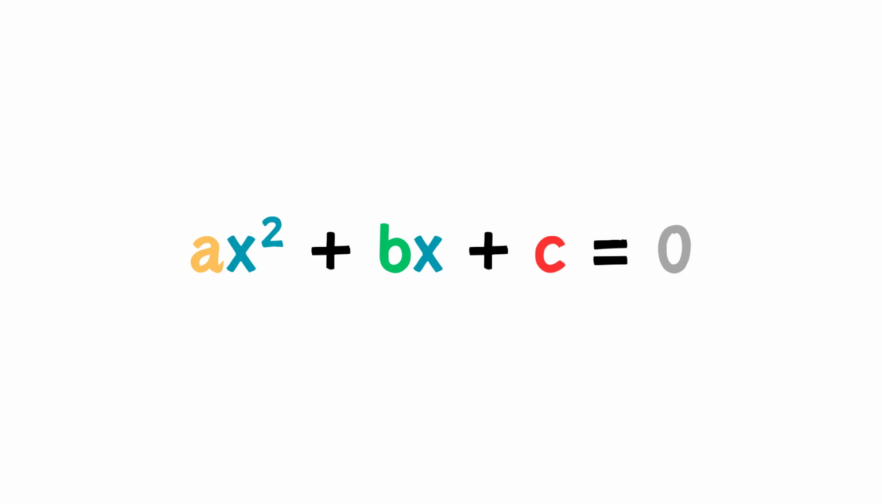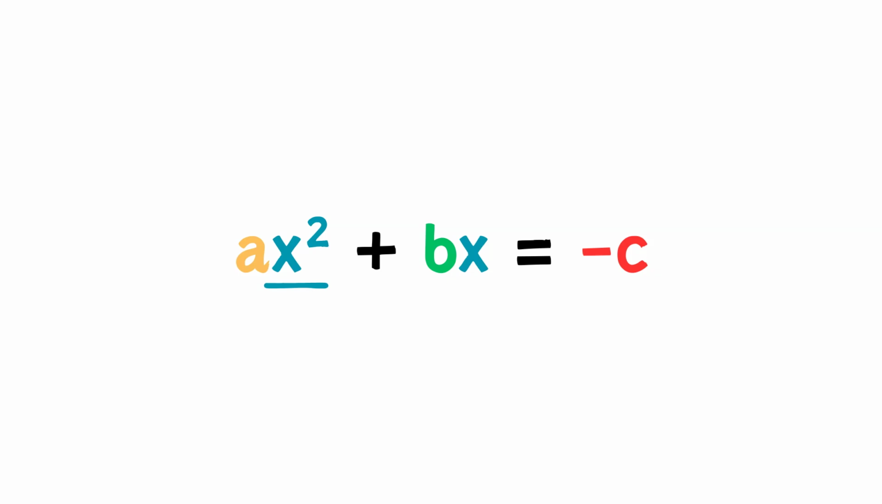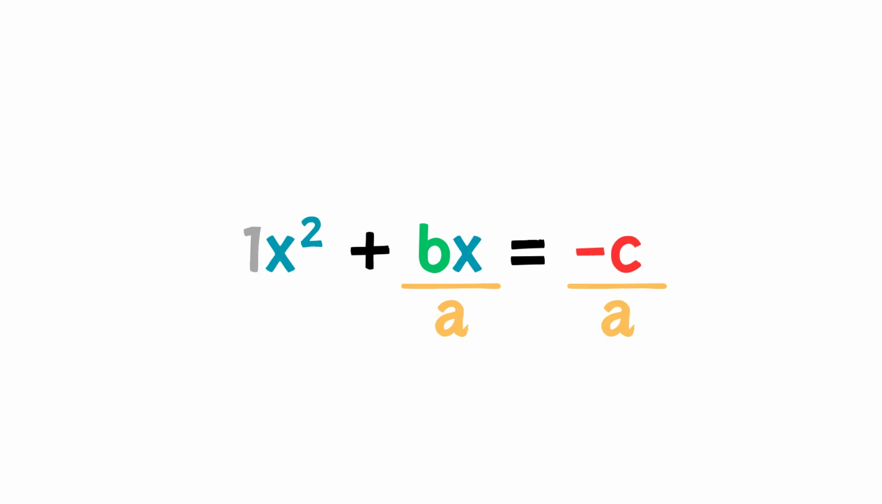To begin completing the square, we need to isolate x. We can do this by subtracting c from both sides. Now we need to make sure that x squared has no coefficient, so we'll have to get rid of the a. And how can we do this? We can divide everything by a. Now x squared has a coefficient of 1.